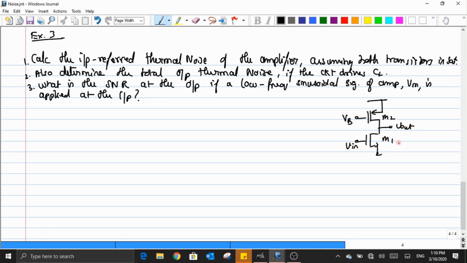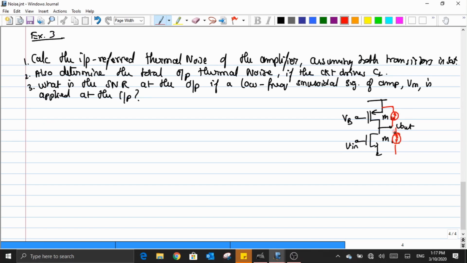Yeah, so calculate. All the three parts have to be calculated. Yeah, so how will we start with the first quantity? You need to first identify the noise sources that exist in the circuit. Okay, so we know that both these transistors have thermal noise in them, and the way that I can represent those thermal noise is by having a current, or in terms of a current component.